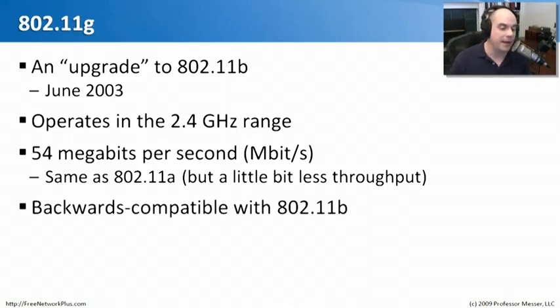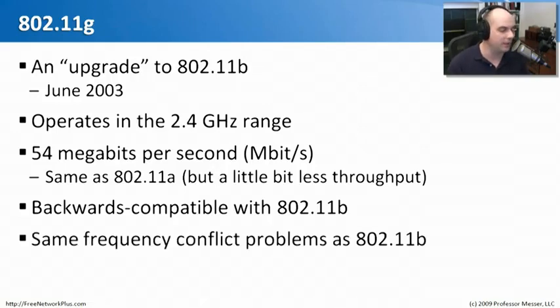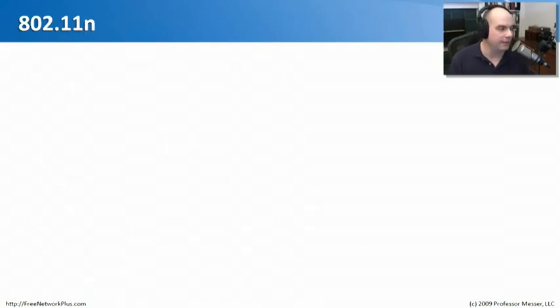It is backwards compatible with 802.11b, which means if you have an 802.11g access point, you have the option in most of those access points to allow both G and B communication to the access point simultaneously. It's a nice aspect of having that as an upgrade to the B. There are the same frequency conflict problems that we have here as the B network because it's using the same 2.4 gigahertz range. So that's something to keep in mind in those environments where you have the baby monitors and the Bluetooth and the microwave ovens.